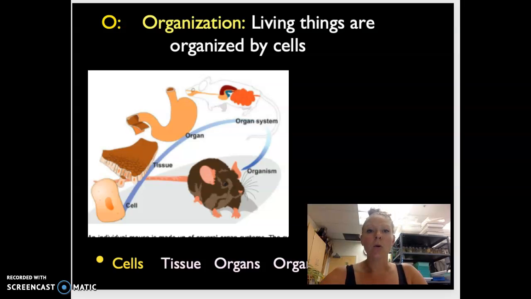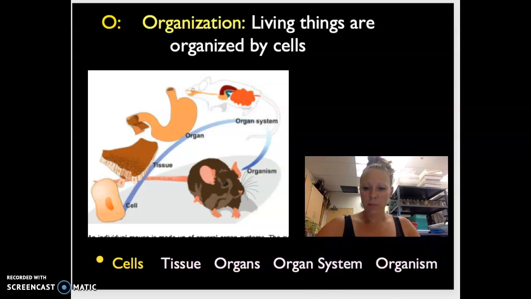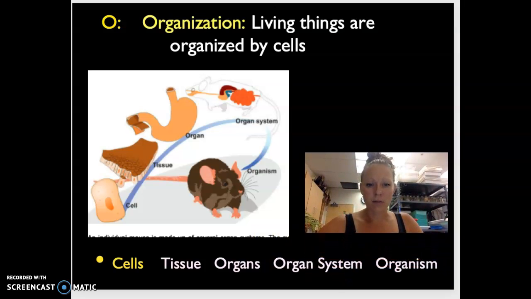Organization. We are organized by cells. This is kind of a weird concept again. All living things are made of cells. So here we have a cell, and here I would draw a little arrow. Cells make up tissue. Tissue makes up organs. Organs make up organ systems. Organ systems make up an organism. And we know that an organism is a living thing. So all organisms are made of cells.